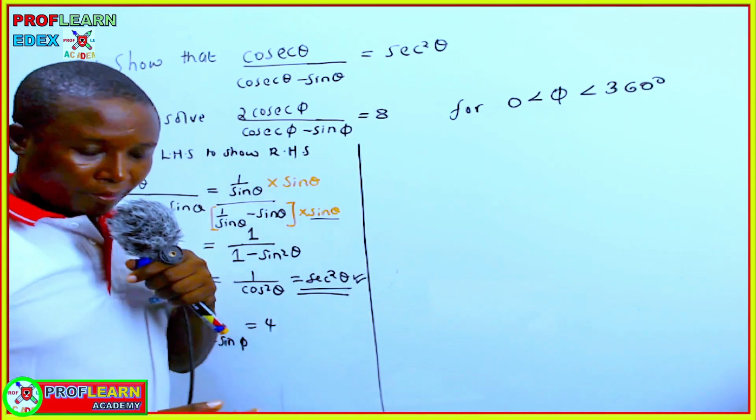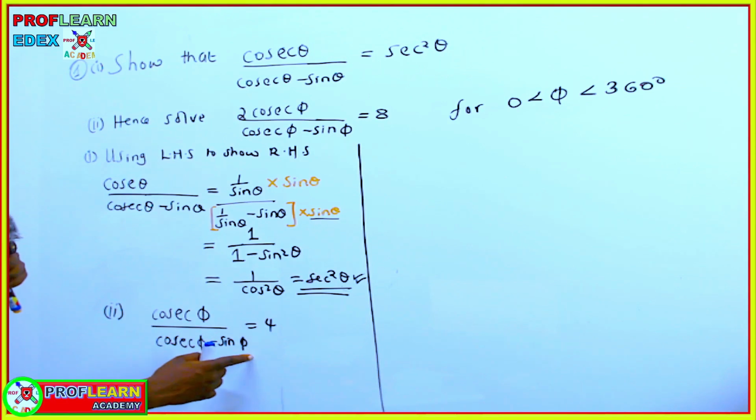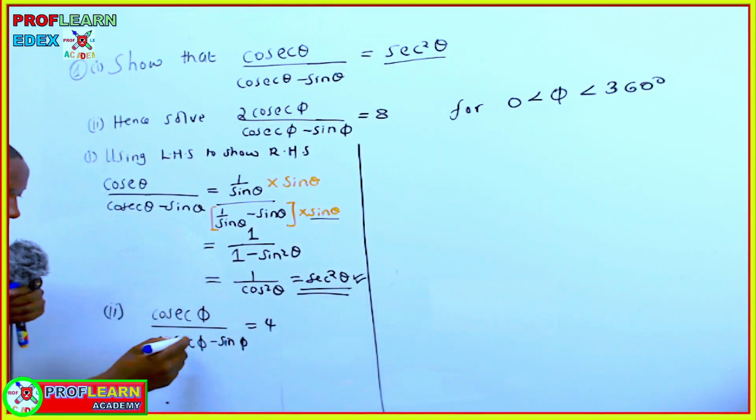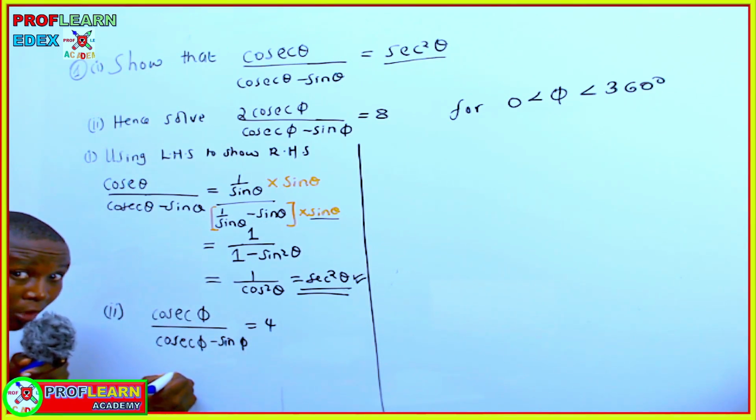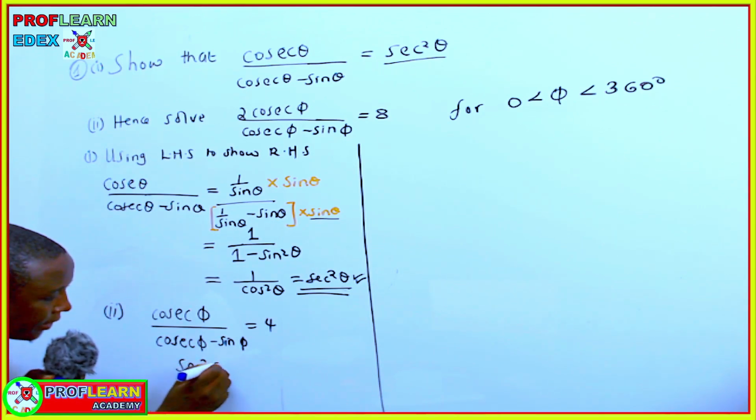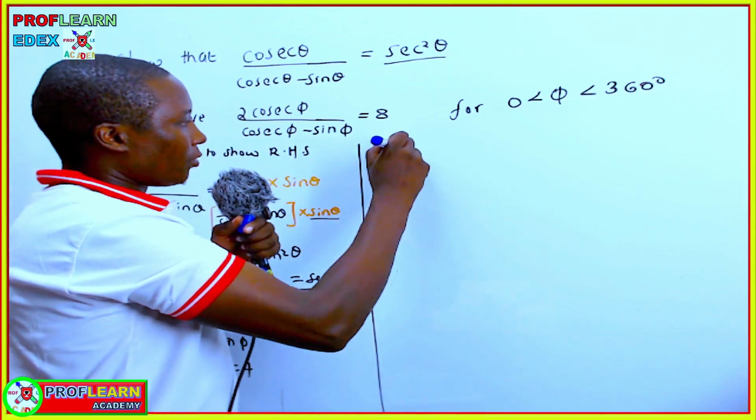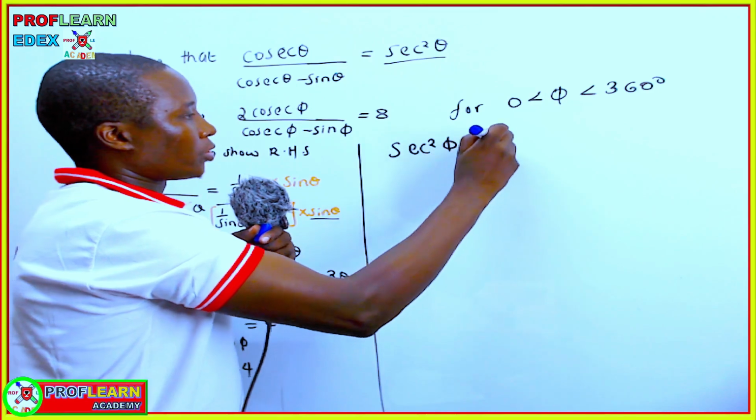But we know that anything of the form cosec over cosec minus sine is equivalent to exactly what we have shown here. So this part that we have at this point, we can replace it with sec squared phi equals 4, right? So the only thing that you are going to change here is the phi from theta.